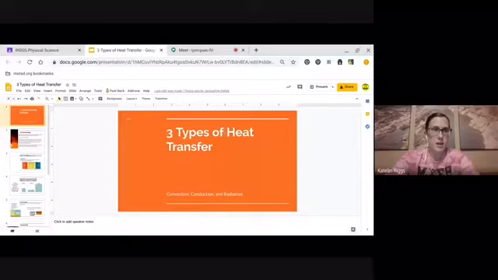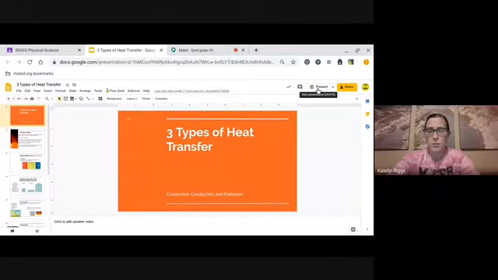Give me a second. I just got to present my screen and I'll go through a couple slides on our next unit, which is thermal energy transfer. Okay, so you should see hopefully 3 types of heat transfer. And I'm just going to put it in present mode so that it's a little bit clearer for you to see. Once it starts loading, I'll start going over them.